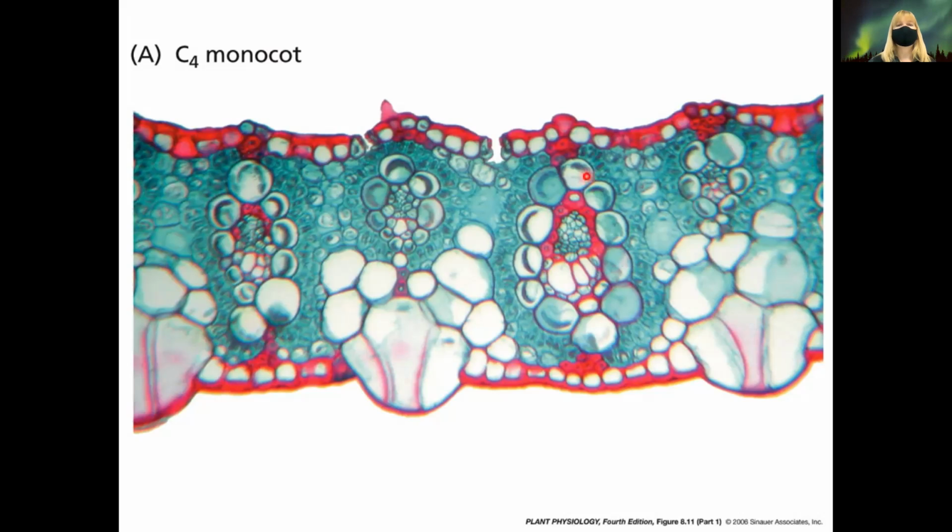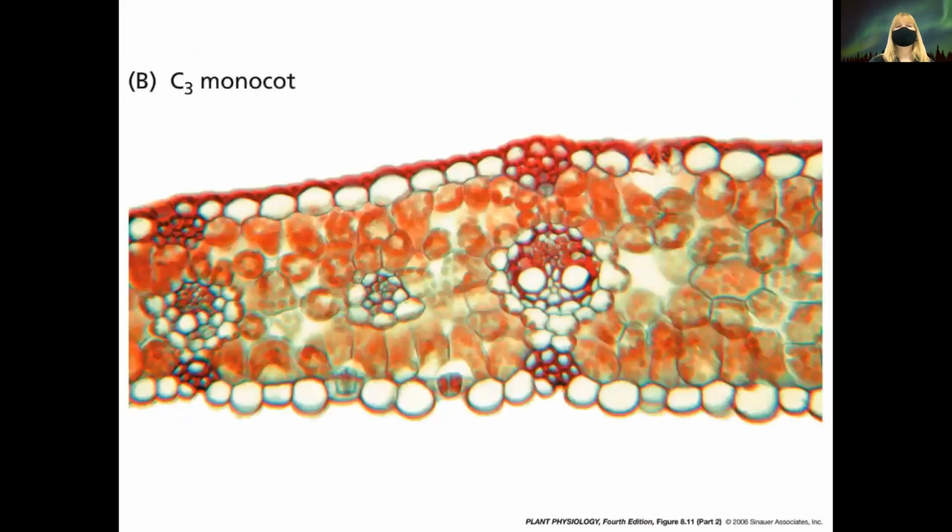Okay, so this is a major vein. You can see big, plump bundle sheath cells. Here's another smaller vein, bundle sheath cells, bundle sheath cells. Nice and plump. Let's compare that to a C3 plant. Here you can see they have bundle sheath cells too, but they're not nearly as well developed in terms of their physical size, and you don't really see a bunch of chloroplasts in there.